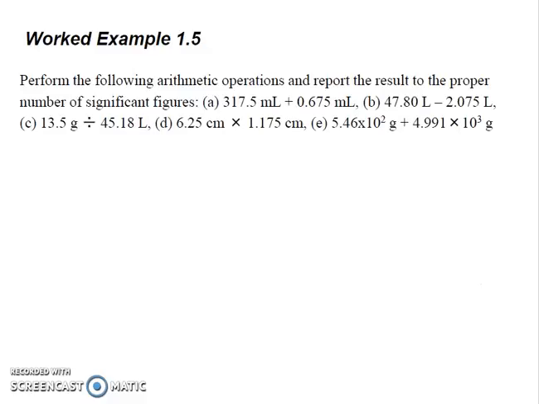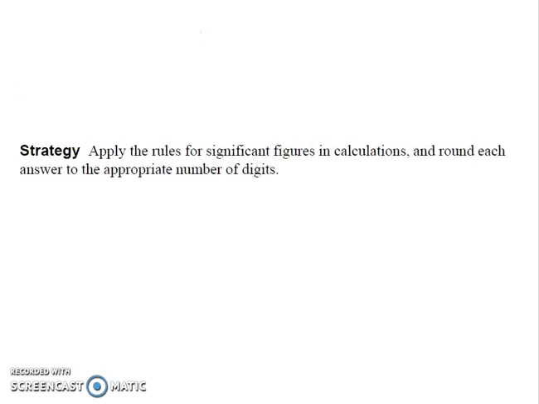Once you have a good handle on significant figures, you can apply that to arithmetic operations. I have a handful of examples here. We're going to work out A and B together, then C and D, and last we'll look at part E. You'll want to still remember and apply the rules for significant figures in calculations. You'll also want to know how significant figures affect addition and subtraction, and how they affect multiplication and division.